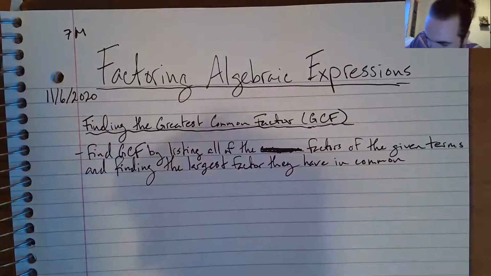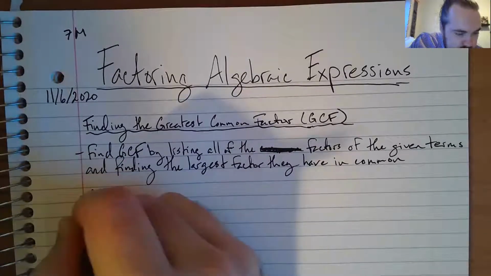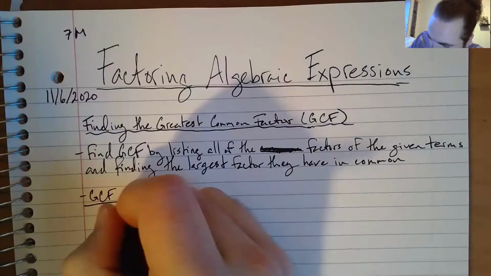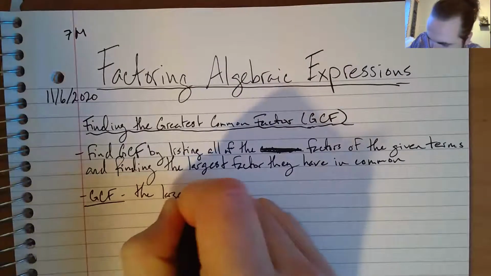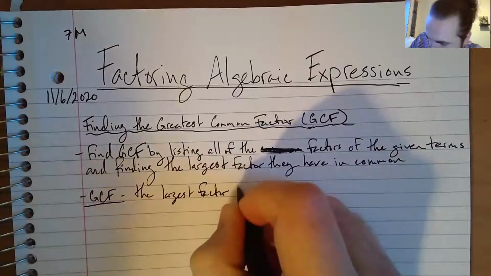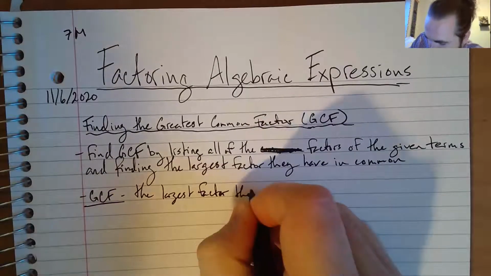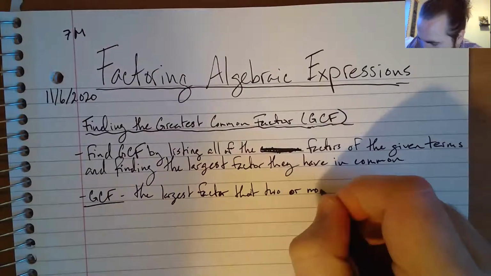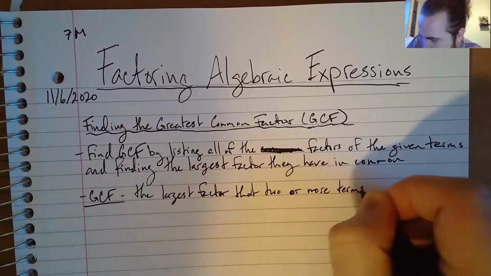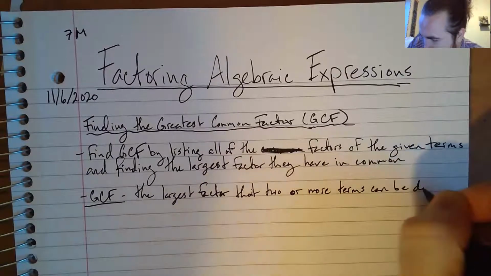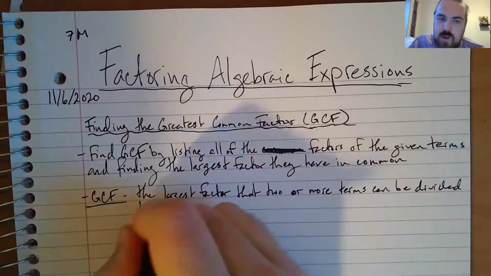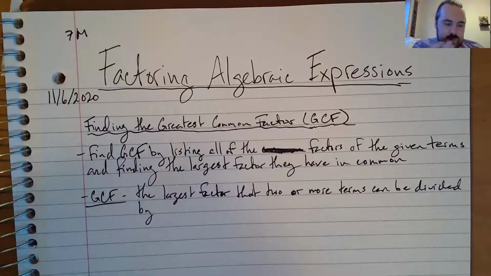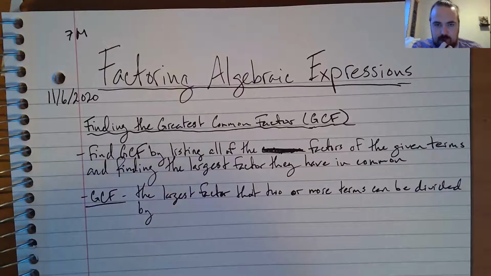So just simply saying GCF is the largest factor that 2 or more, again, we can have more than 2 terms, can be divided by. And the reason why I put it like this is because I think it helps us ask the question of ourselves, right? How do I find this? So we find it by finding what they can both be divided by.